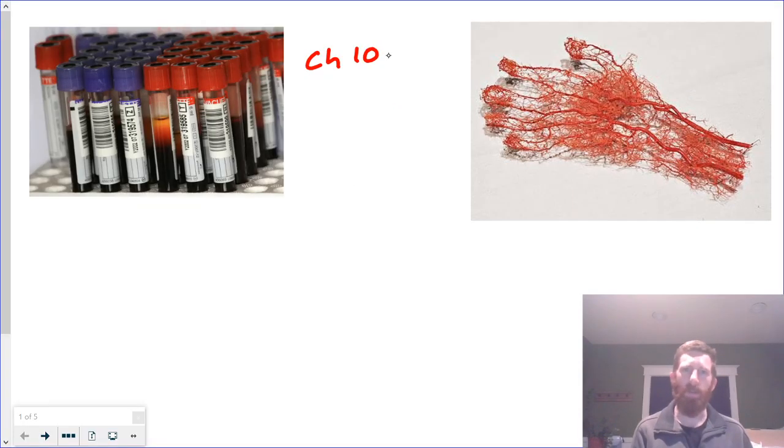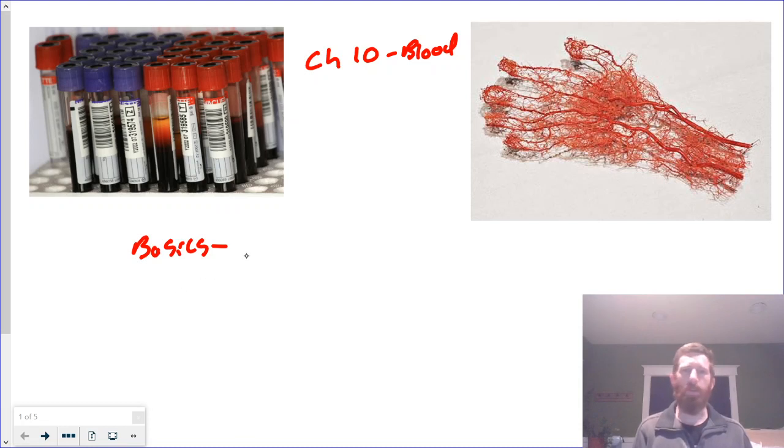All right, so chapter 10, it's all about blood. So obviously medical tubes of blood, and then here are the major veins and arteries of the hand with everything else dissected away. This is actually a really short chapter. It should just take us like 3 or 4 class periods to get through. We're going to combine this with, I think maybe it's chapter 11, I forget, lymph and the immune system, because you'll see they work really well together. They go hand in hand. So let's get some basics out of the way.